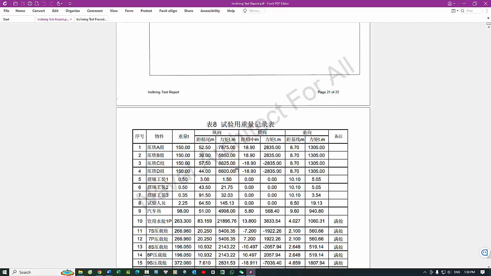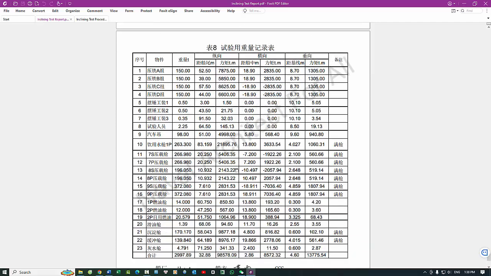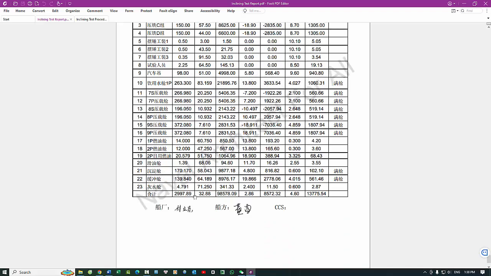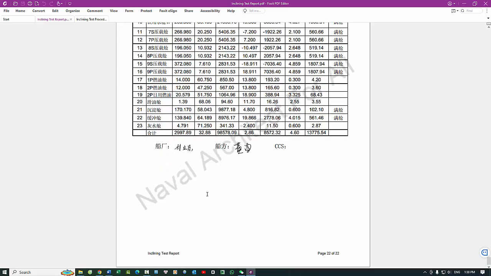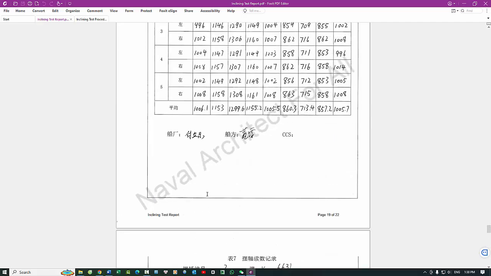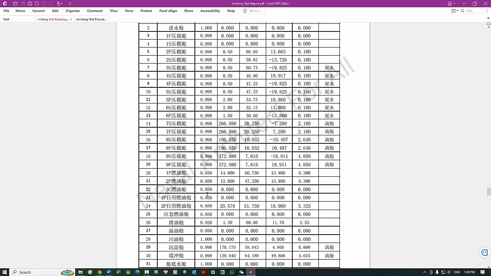8. Conclusions and recommendations. Summary of the ship's stability characteristics. Recommendations for any necessary modifications or operational limitations. 9. Signatures and approvals. Signatures of the responsible naval architects, engineers, and surveyors. Approval from the relevant classification society or maritime authority.